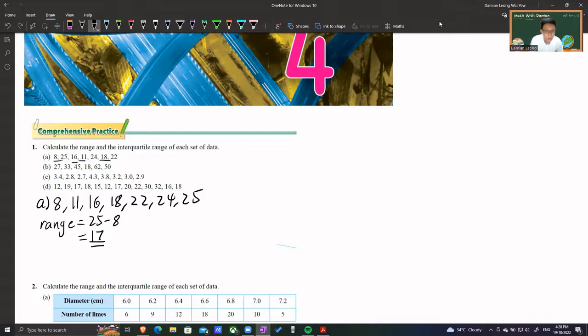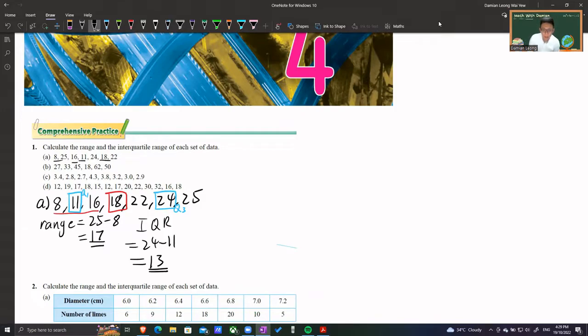That's the range. And then for the interquartile range, we have to find the median first, the middle number. Middle value is here. That's the median. To the left of the median, I have these three numbers, 8, 11, and 16. I find the middle of that, which is the 11 here. That's the first quartile. To the right of the median, there are three numbers. The middle of it, 24, is the third quartile or upper quartile. So interquartile range will basically be 24 minus 11, which is 13. So that's the range and interquartile range.